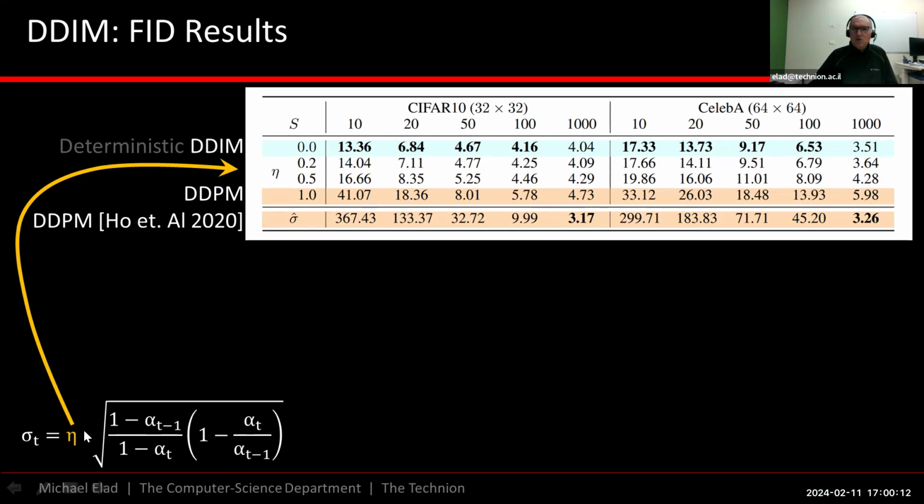Okay, if you choose eta equals 0, you are in the deterministic version of DDIM, the one that doesn't inject noise. There is a paper in 2020 that did DDPM with a different choice of sigma that was much higher, and they squeezed excellent results for 1,000 steps. So we will compare to this as well. So let's start with DDPM, the version from 2020.